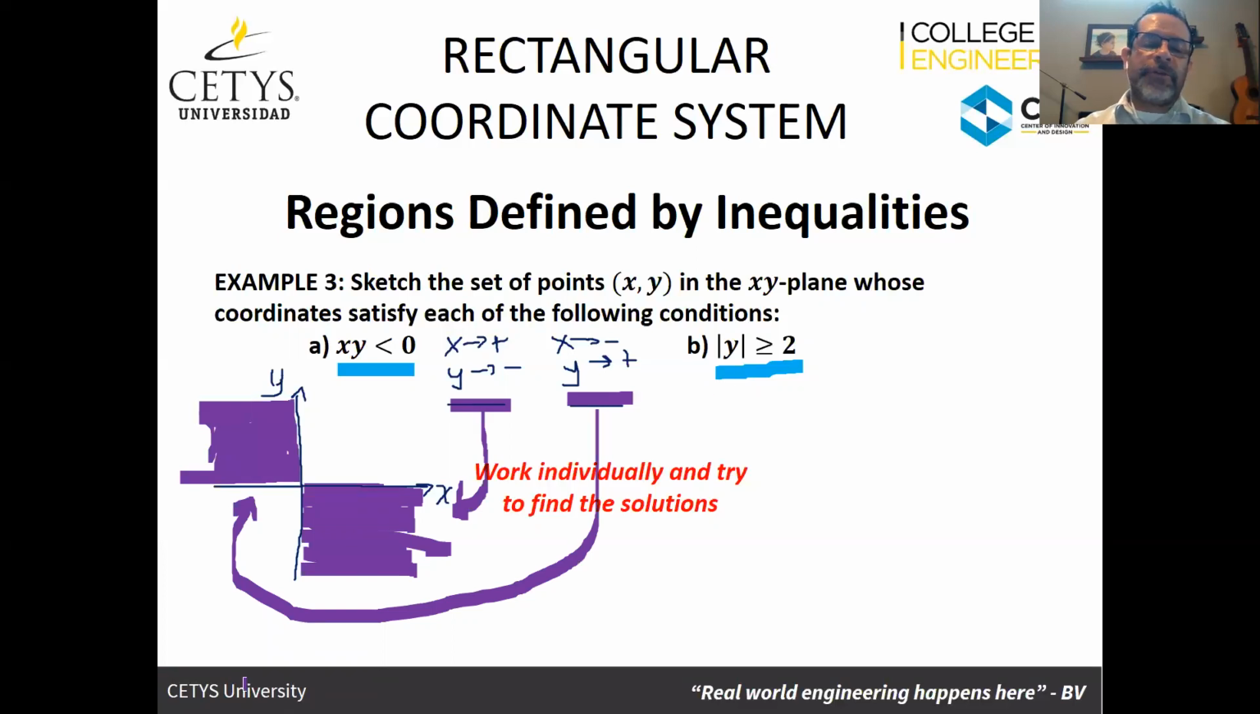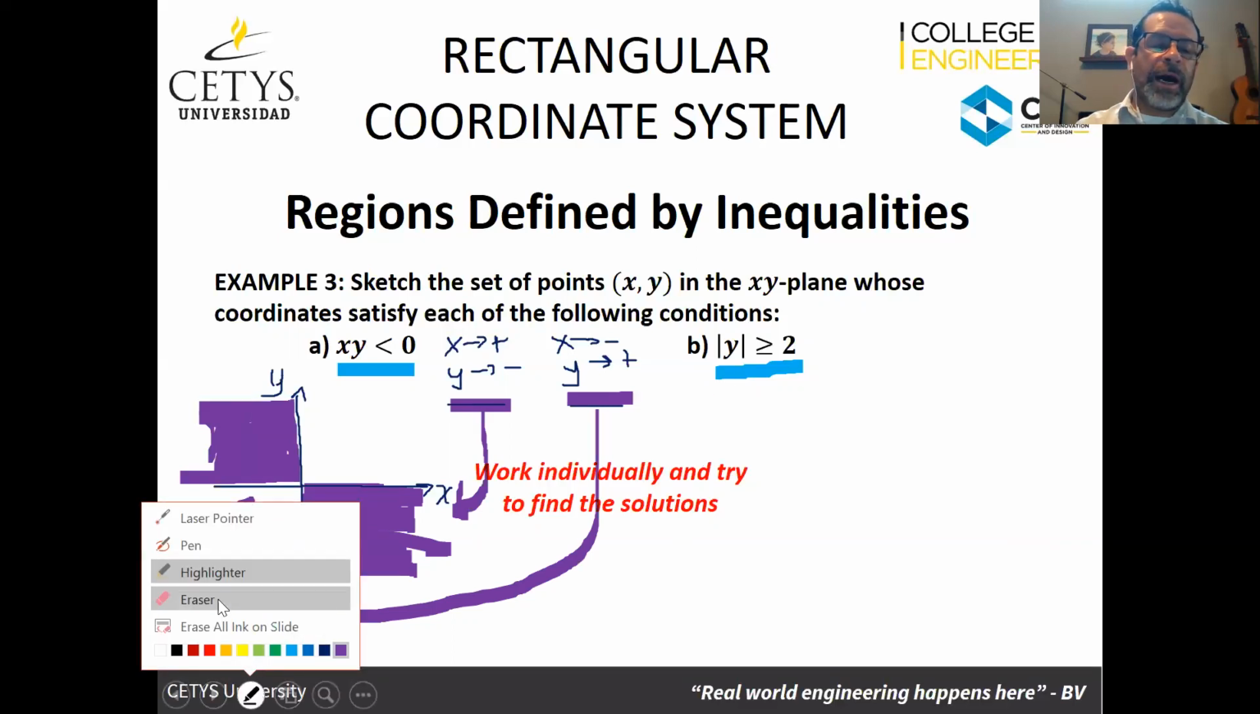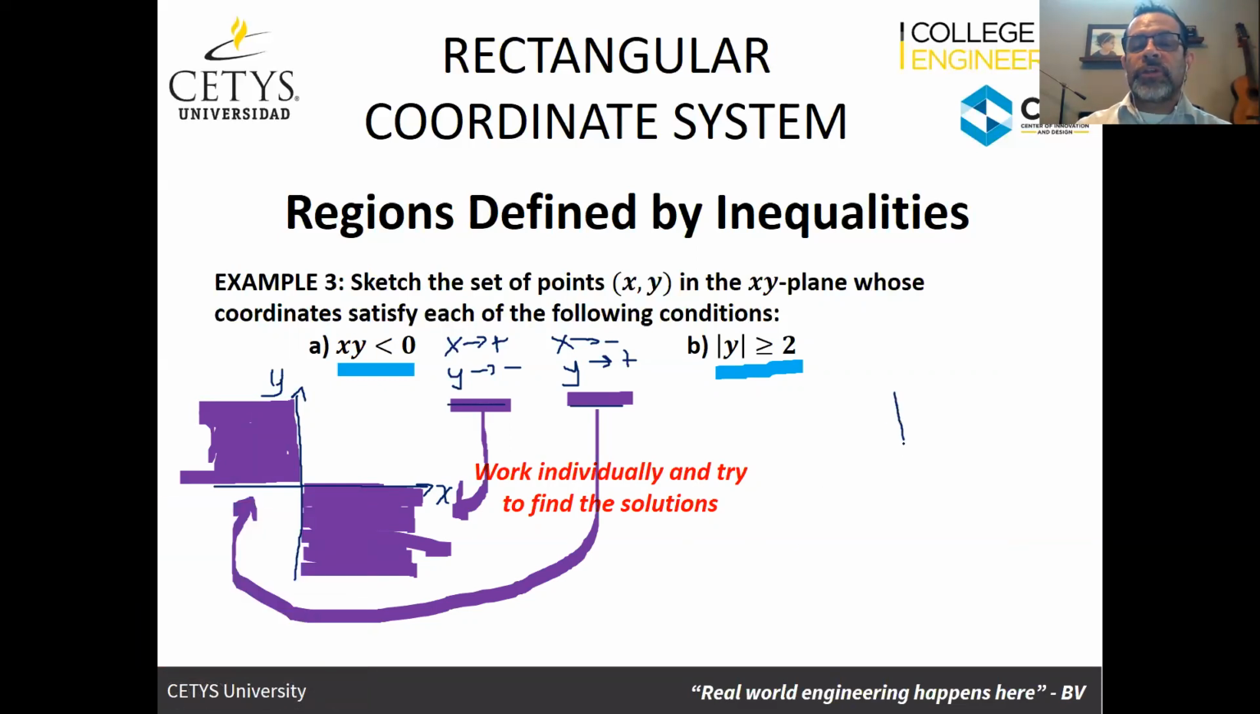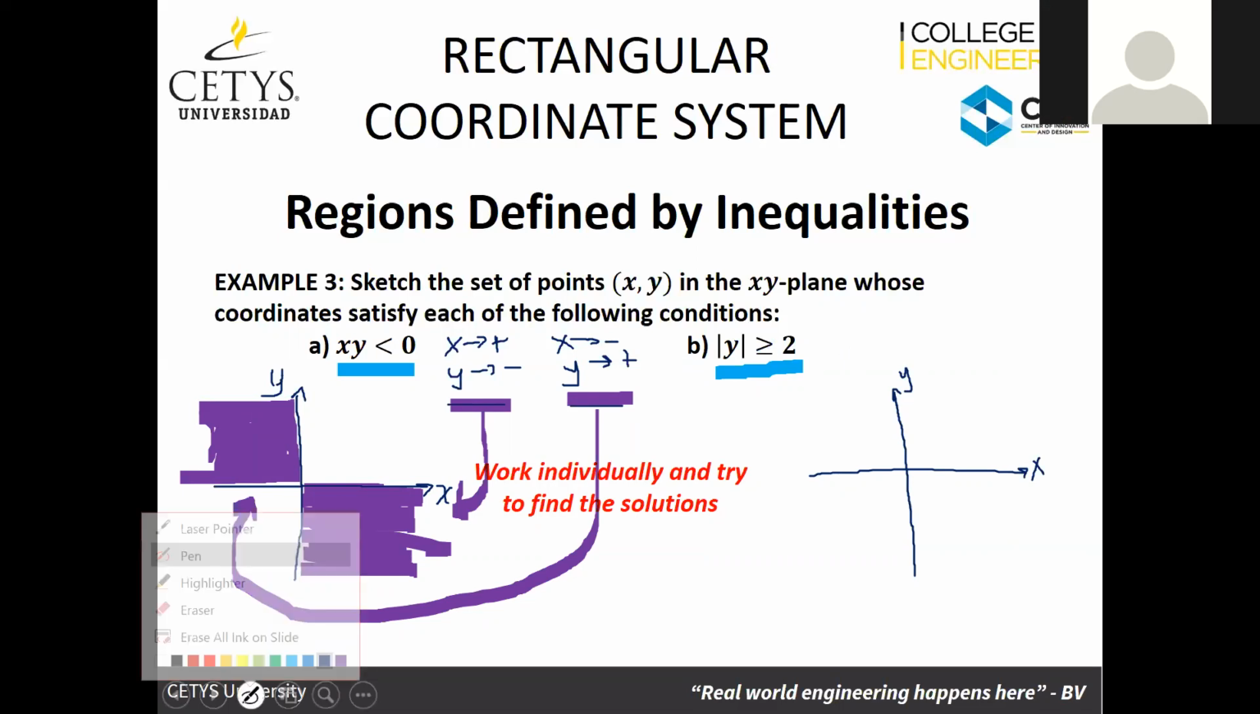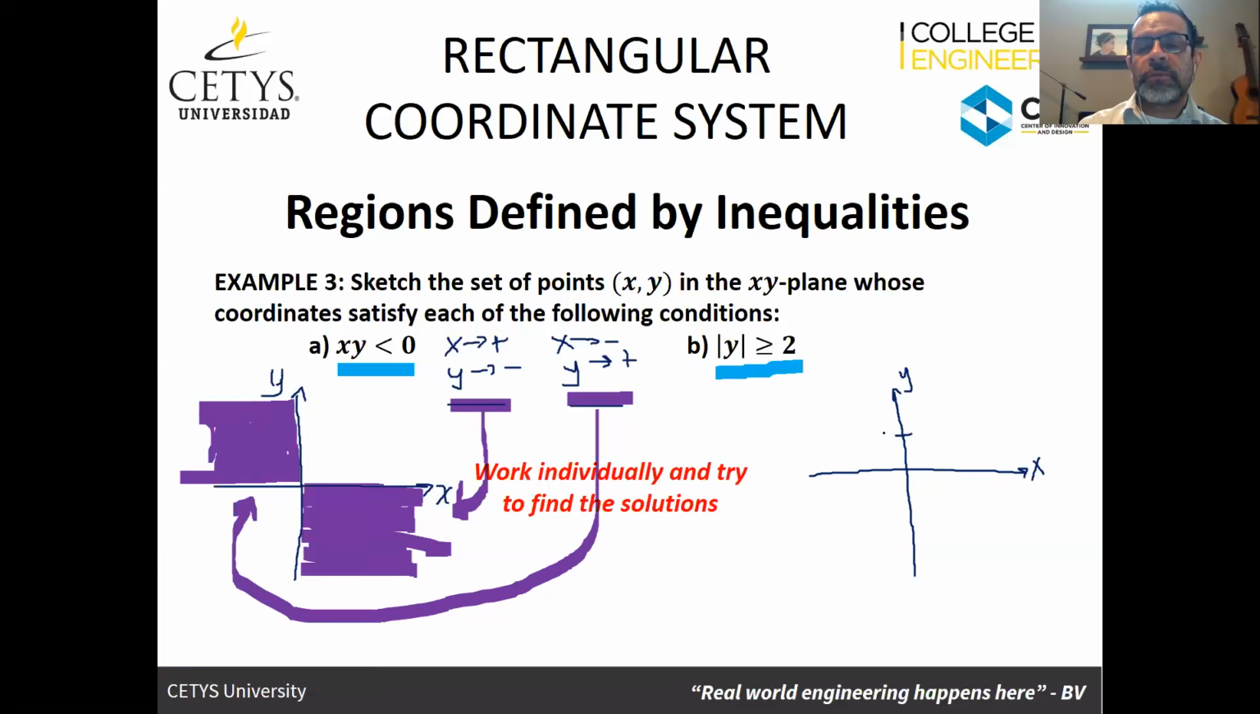Okay. And now for the other one, we have that the absolute value of y is larger than or equal to 2. So first off, let's identify for what values the absolute value is 2. Go ahead, Jose. It can be 2 or more. It can be 2, but also minus 2, because we're talking about the absolute value.